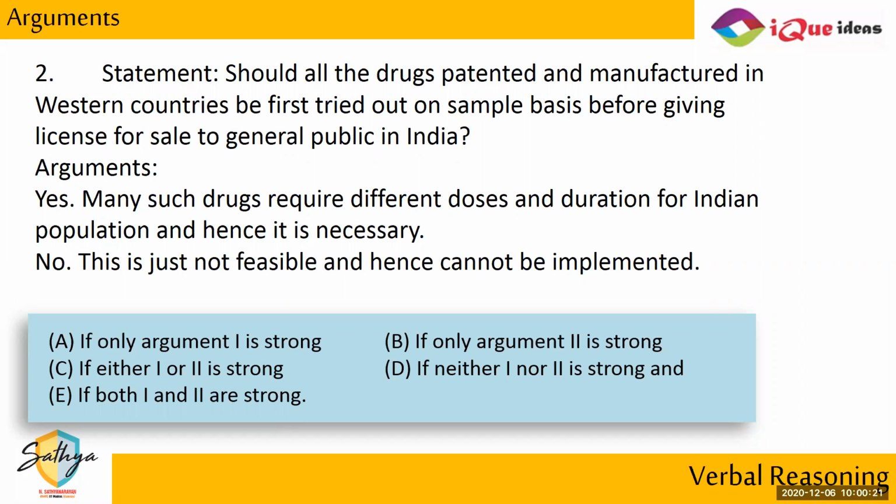And obviously they're different. So if a drug affects different populations differently, doesn't it make sense that you should first test it on a sample basis and only then release it to everybody? Obviously, right? So is the first argument strong? It is definitely strong, right? Because a drug does not have the same effect on everybody, so we definitely need to test it on a sample basis and only then it has to be given to the general public.